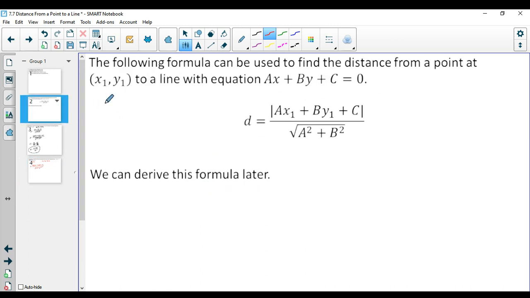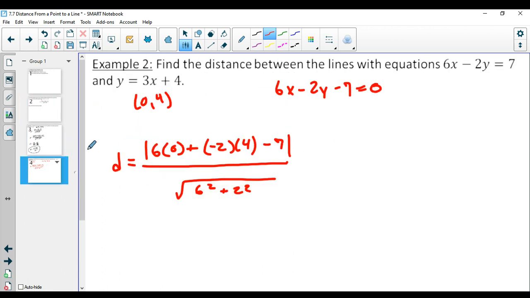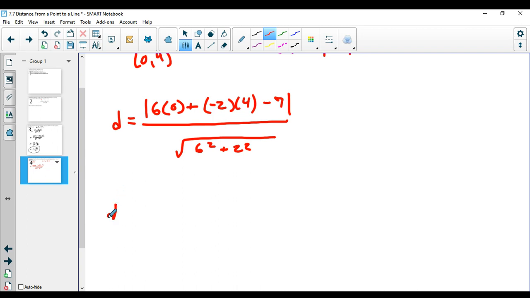And that's just following the formula, plugging it in. A is what goes here, x1 is the point that we have, y1 is the point that we have. So I'm just plugging stuff in, and at this point it's completely computational. This goes away. Negative 2 times 4 is negative 8, minus 7 is the absolute value of negative 15, or positive 15. If we have the absolute value of negative 15, it turns into 15 all over the square root of 40.